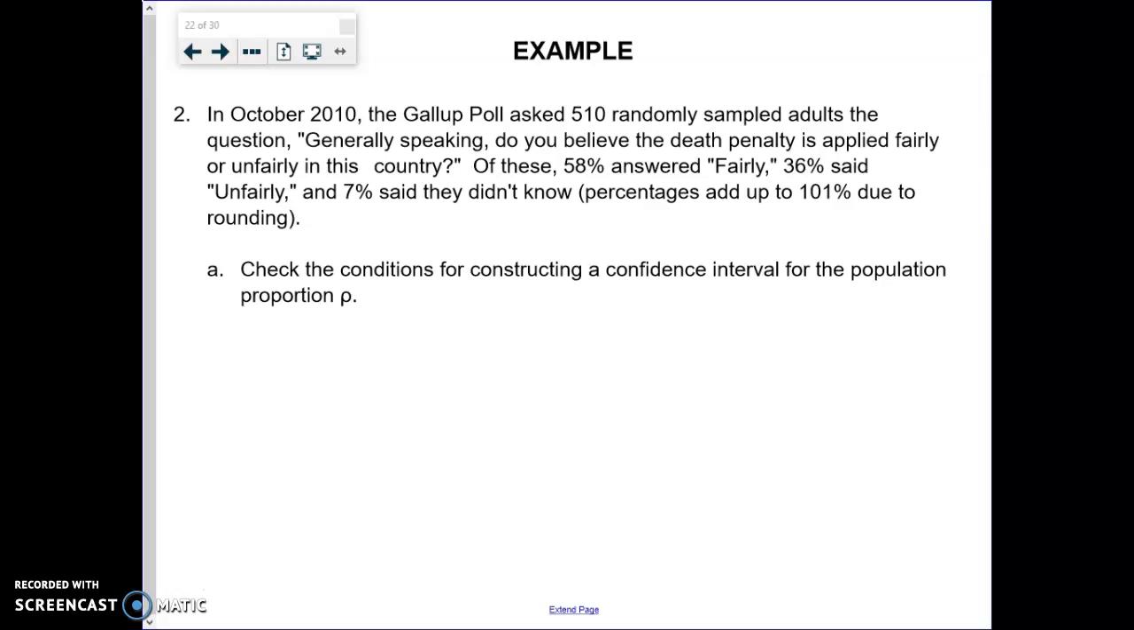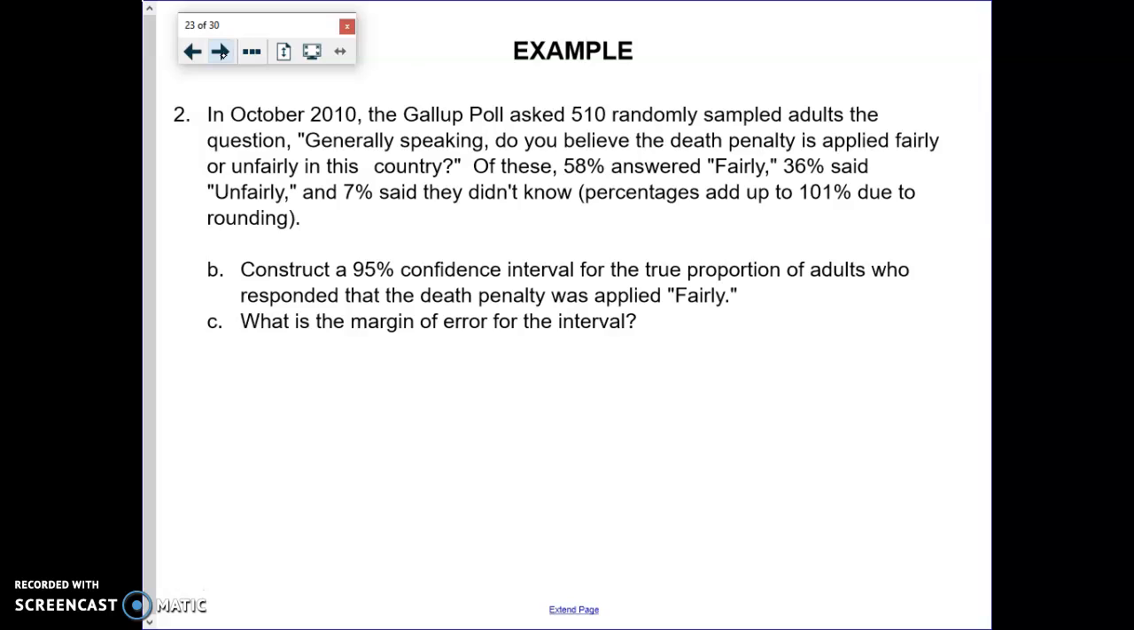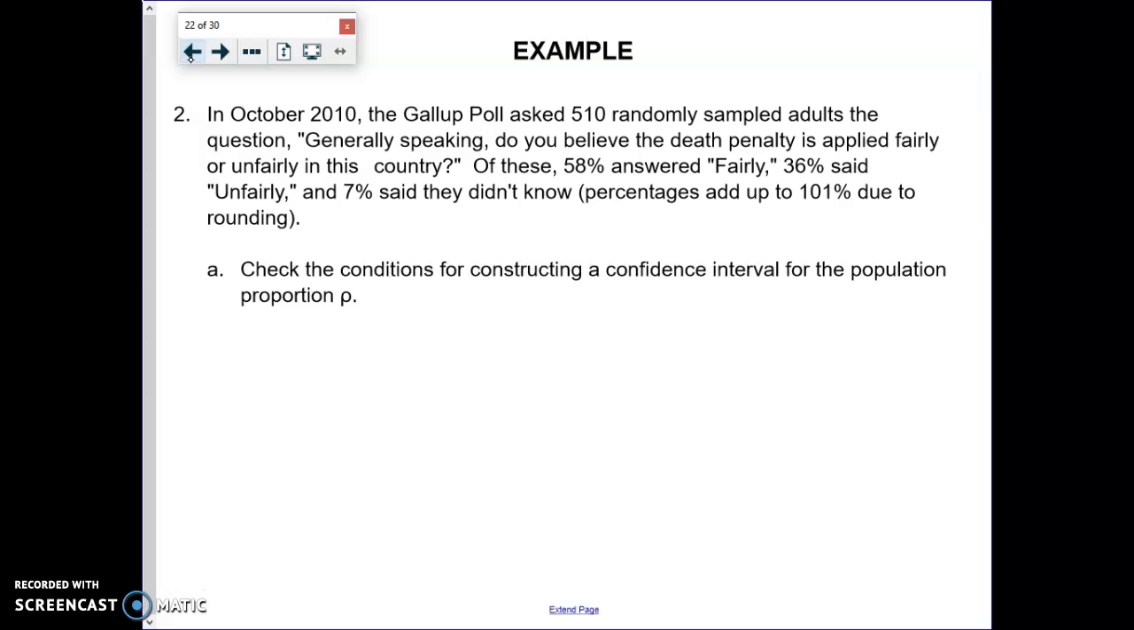Now, if you read through this and you go to part B, we're going to, if we can, construct a 95% confidence interval for the true proportion of adults who respond that the death penalty was applied fairly. So when I go back to check these conditions, I want to do that for the 58% who answered the survey saying they believe the death penalty is applied fairly. So we know that p hat is equal to 0.58, the sample proportion of people who feel that the death penalty is applied fairly. The sample consists of 510 randomly selected adults.